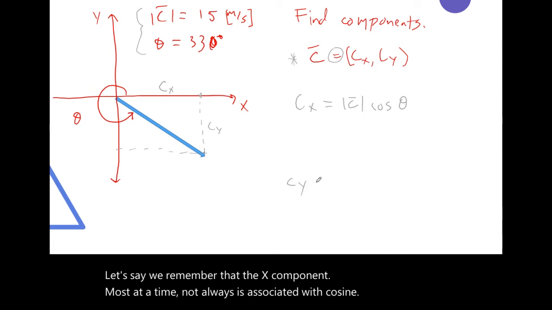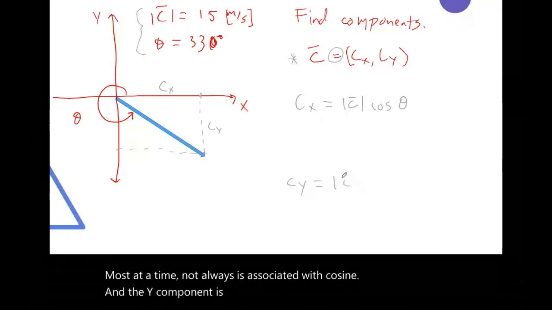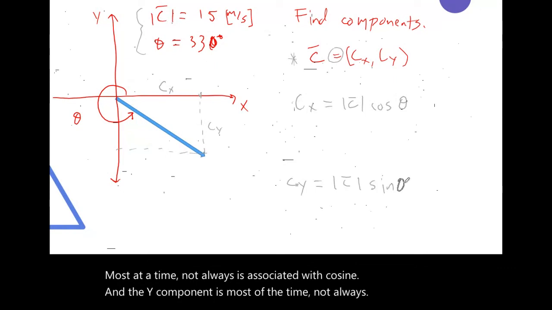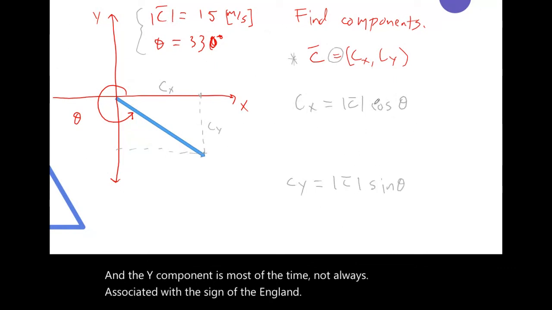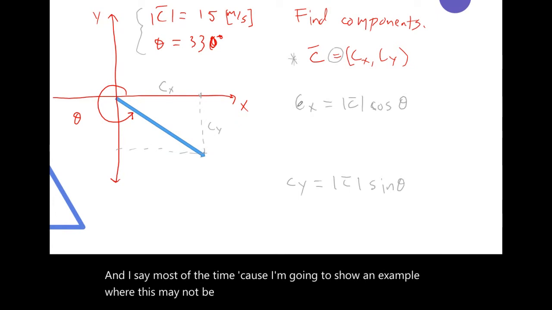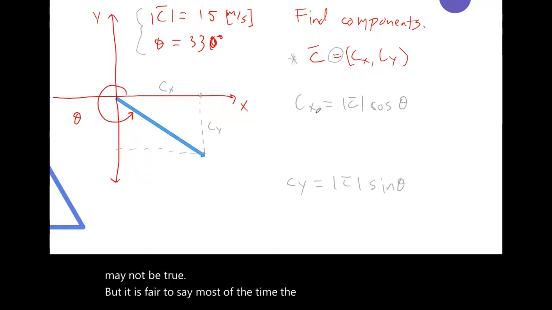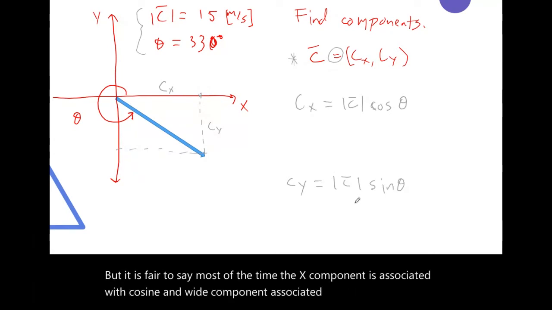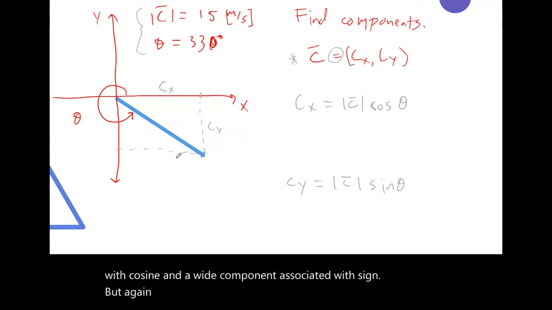And the y component is most of the time, not always, associated with the sine of the angle. And I say most of the time because I'm going to show an example where this may not be true. But it is fair to say that most of the time the x component is associated with cosine and the y component is associated with sine. But again, it very much depends on your vector and how it's oriented.